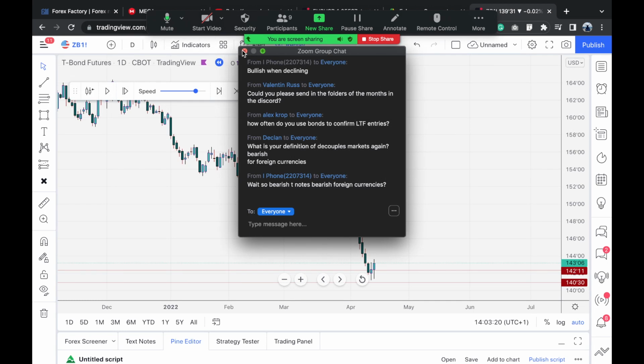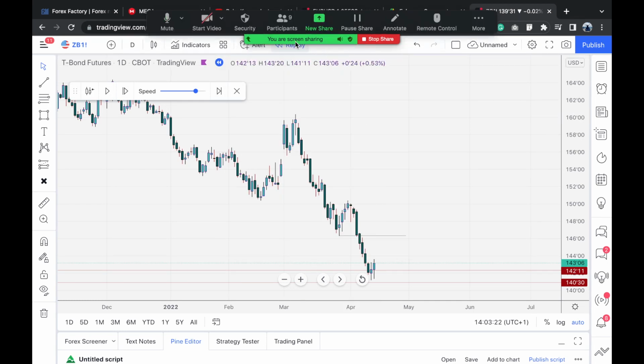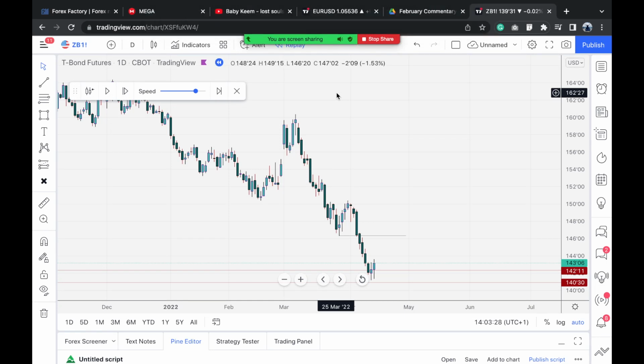Bearish treasury notes equals bearish foreign currencies. Why should bearish treasury notes be bearish foreign currencies? Because bearish treasury notes equals bullish dollar. Bullish dollar equals bearish foreign currencies. Thus, bearish treasury notes equals bearish foreign currencies. Does that make sense?